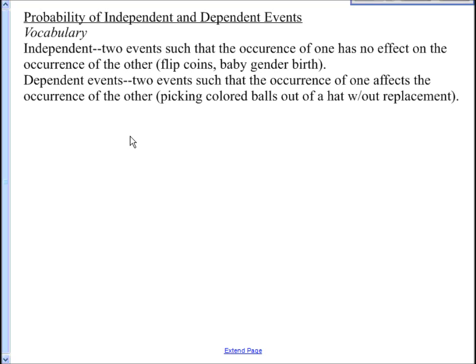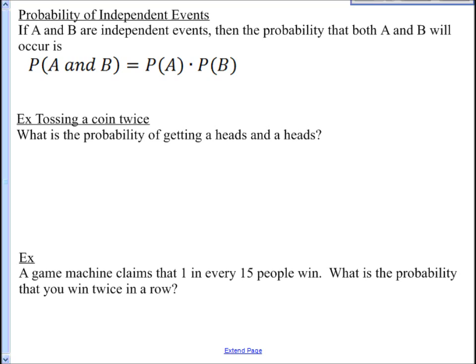Now, dependent events are a little different, and we'll talk about some of those. Dependent events are two events such that the occurrence of one affects the occurrence of the other. So the classic example is picking some colored balls out of a hat without replacing them, or maybe drawing cards but not putting the card back. Okay, so let's talk about some independent events.